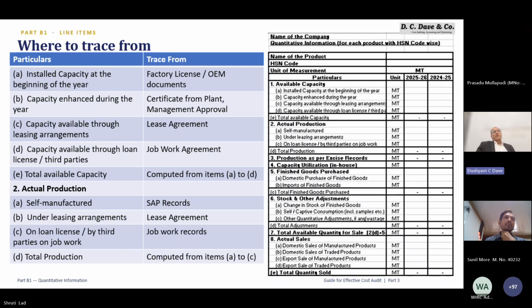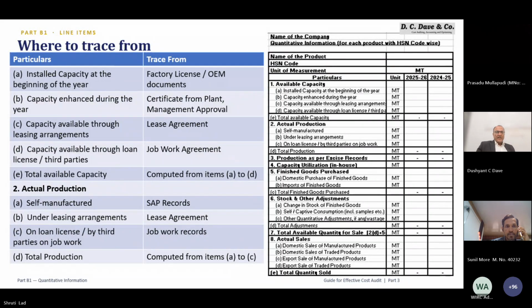Capacity available through loan license and third parties: again, a job work agreement, where you may not lease out the plant. You simply provide them the raw material and they do the job work, add the value to it and return it to you. Then the only cost which you incur is the job work charges. The rest of the utility overheads are incurred by the third party. And the total available capacity will obviously be the total of A to D. That makes your total available capacity.